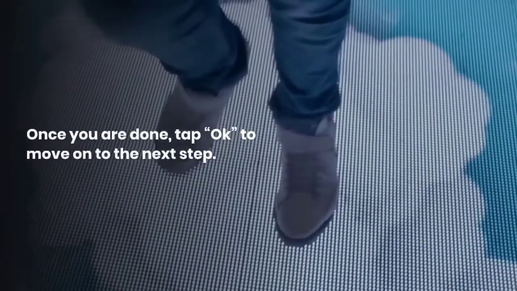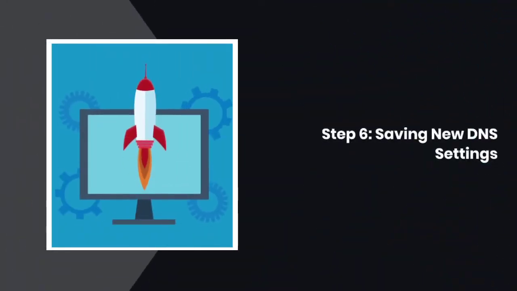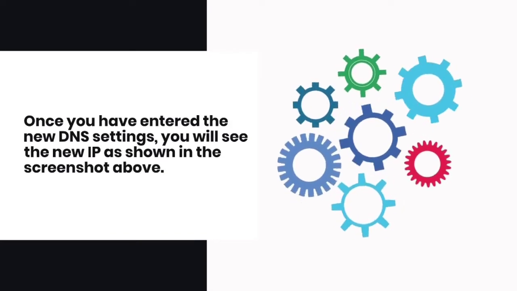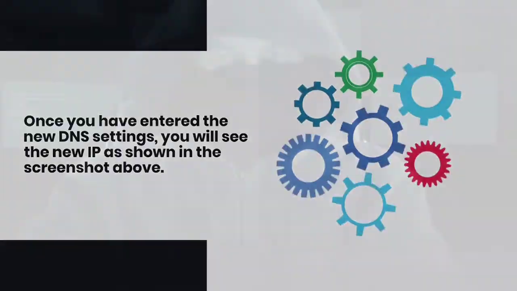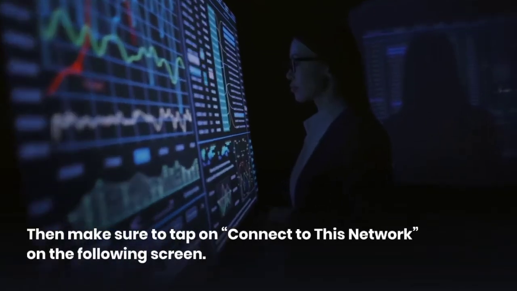Step 5. Enter manual DNS settings. Once you have entered the new DNS settings, you will see the new IP as shown in the screenshot above. You can now save that. Then make sure to tap on connect to this network on the following screen.